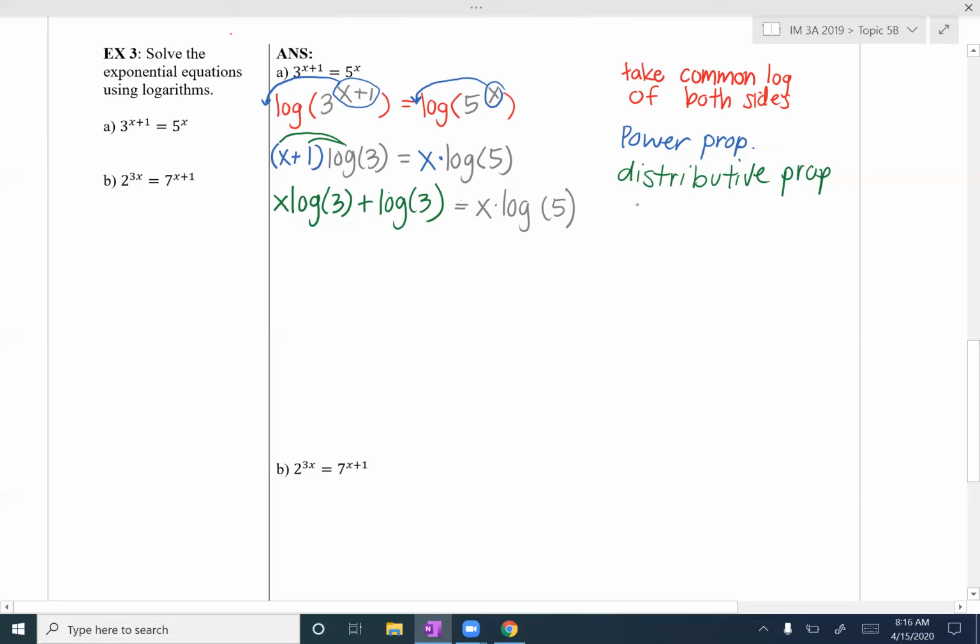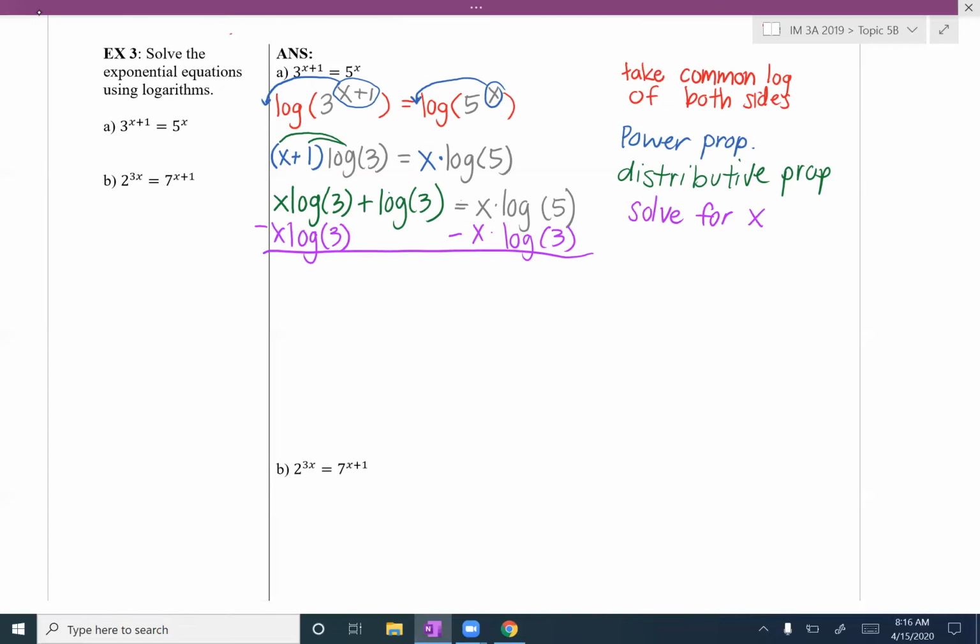So at this point, I'm ready to solve for x using inverse operations. So I want to move this term that has an x with the other term that has an x. So I'm going to subtract x times log of 3, so that I end up with just log of 3 on the left.